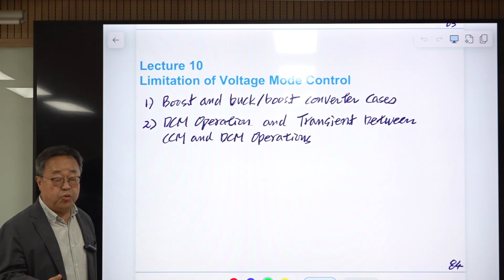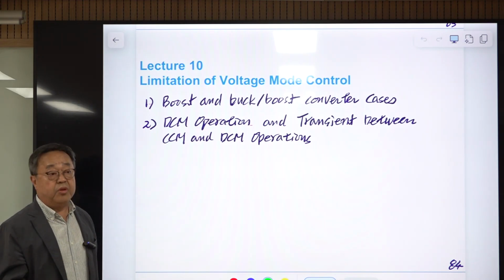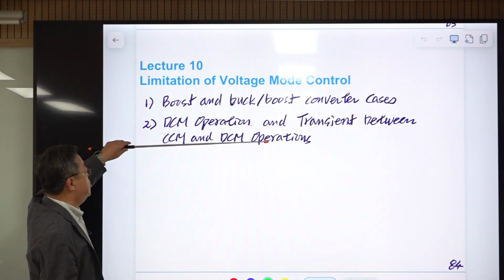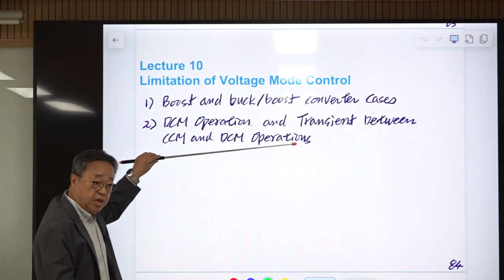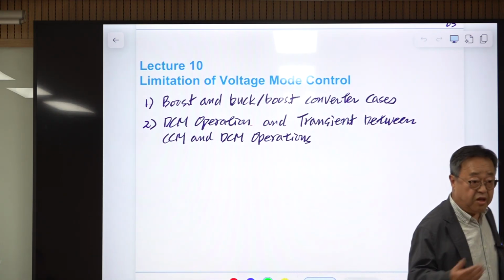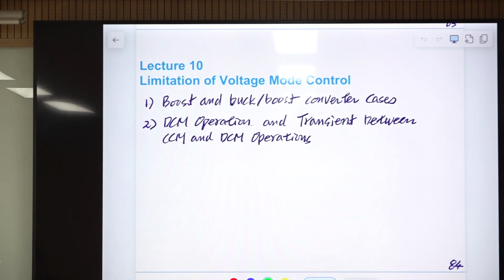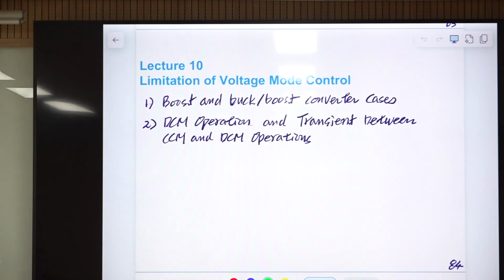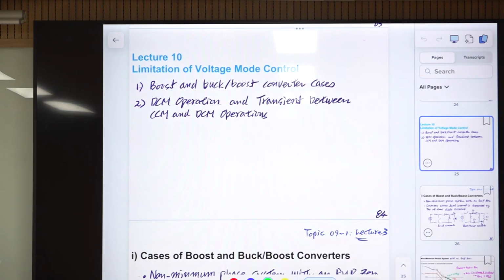The performance of voltage mode control applied even to a buck converter can be a problem. And how about the transitions between CCM and DCM operation? This could occur in the digital load case. So we should understand this. Okay, so we go to this page.